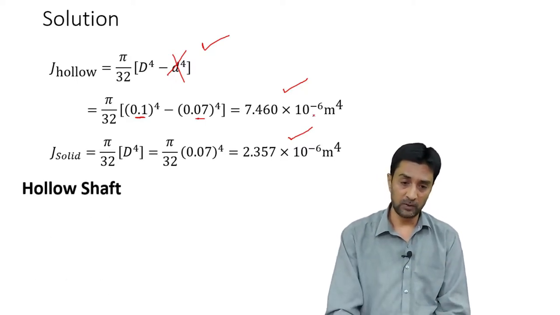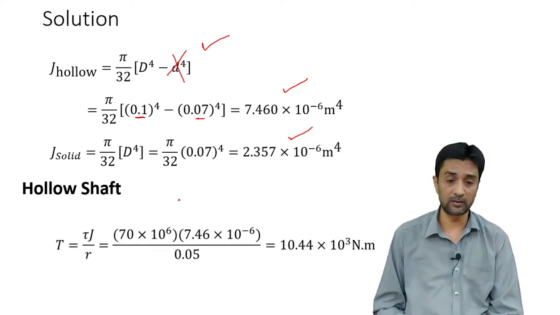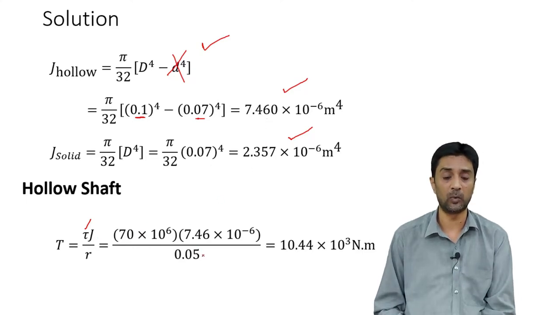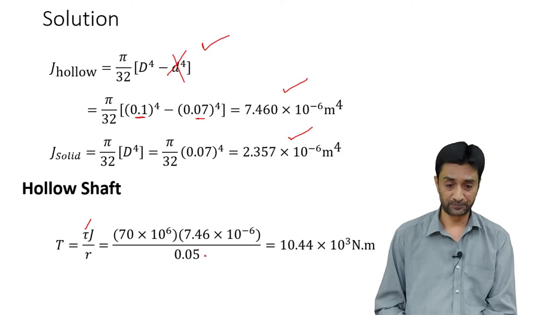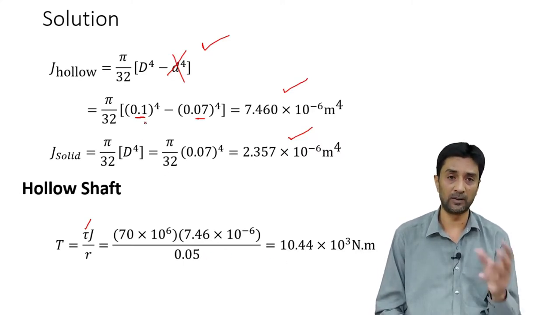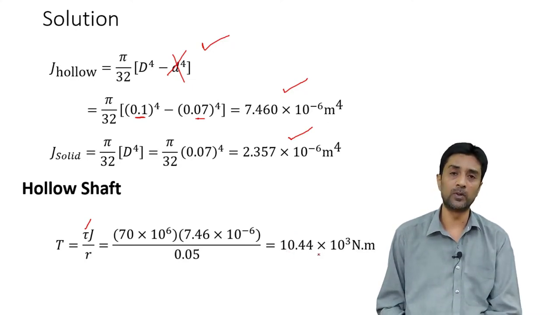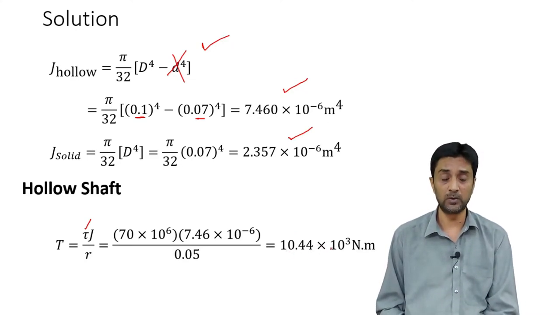Okay, so we'll see, भाई, hollow shaft के अंदर maximum shearing stress कितने torque अगर हम लगा रहे हैं, तो how much is the torque produced in the hollow shaft. So this is the shearing stress specified, 70 J we have found out in this first step, and the radius we know कि भाई it is 0.05. Okay, so because this is 100 millimeter, so radius would be half of that. So the torque turns out to be 10.44 into 10 raised to the power 3 Newton meter.